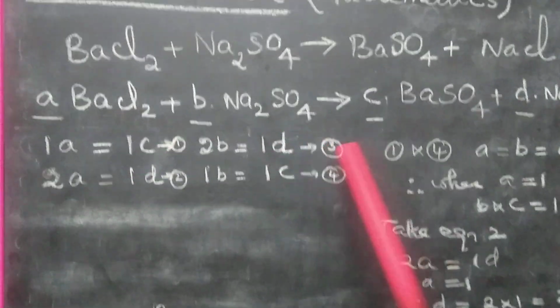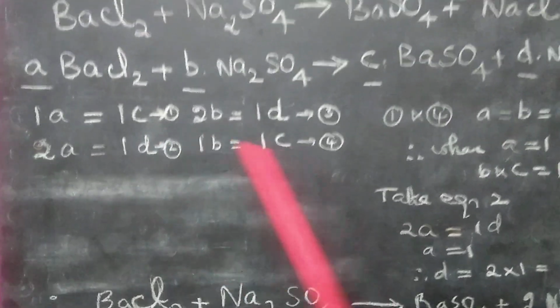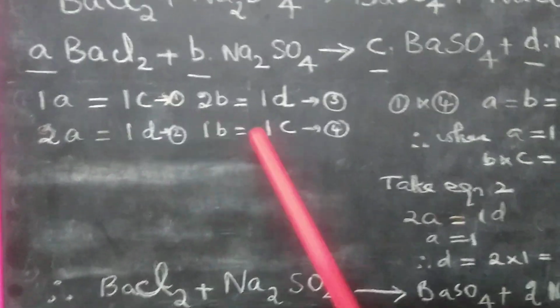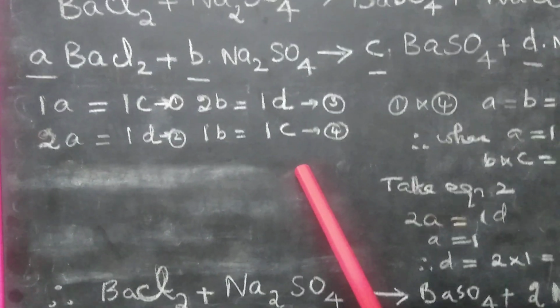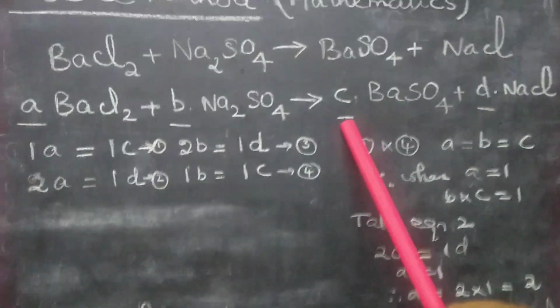Now you compare these 4 equations. Anything the same? You take the first one, 1A is equal to 1C. You see the fourth one, 1B is equal to 1C. That means what? A, B and C are equal. A is equal to B is equal to C. Therefore, these 3 numbers should be the same. A, B, C should be the same.